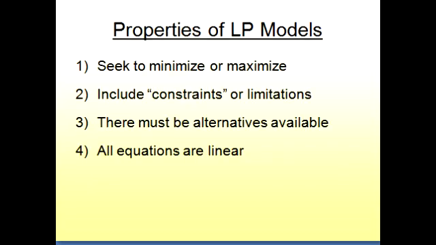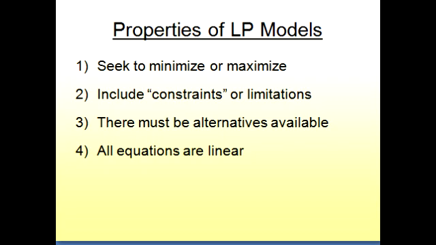So, properties of an LP model. Seek to minimize, for example, minimize cost or maximize profit or whatever you're looking to achieve here. You always have constraints or limitations. For example, there are only so many pieces of metal you can use. You only have so many hard drives. Only so many people that can put machines and things together. And so you have constraints and limitations.